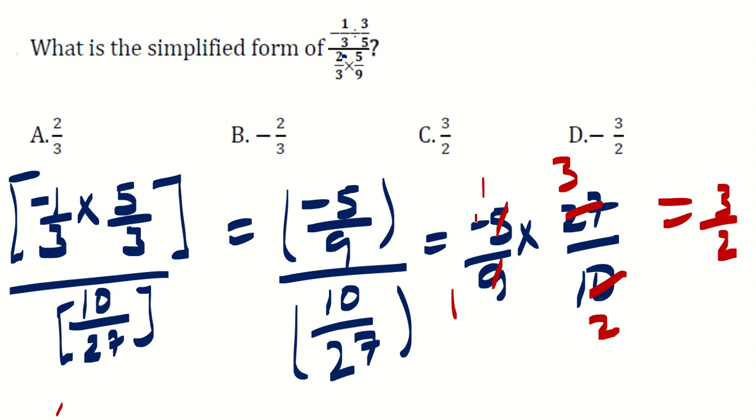But there is a negative here. Don't forget the negative. Take care. So negative 3 over 2, because in the choices there is a number which is without negative. So we need to be concentrated.